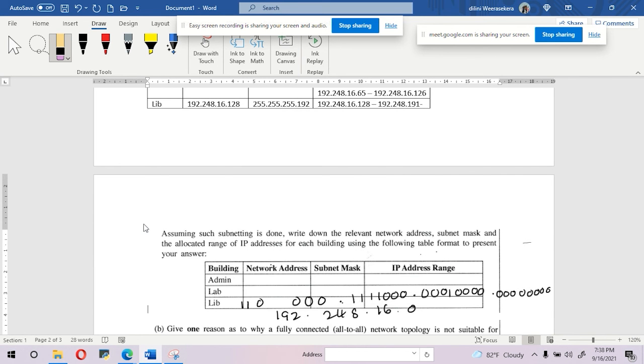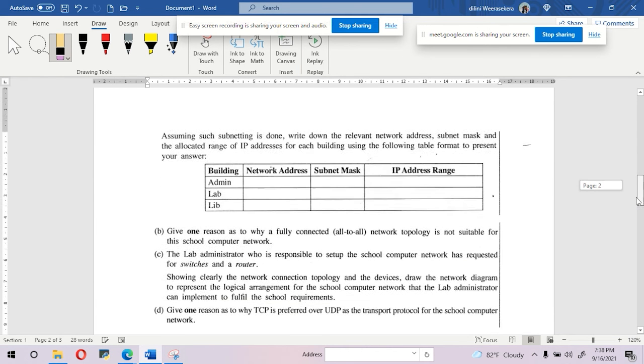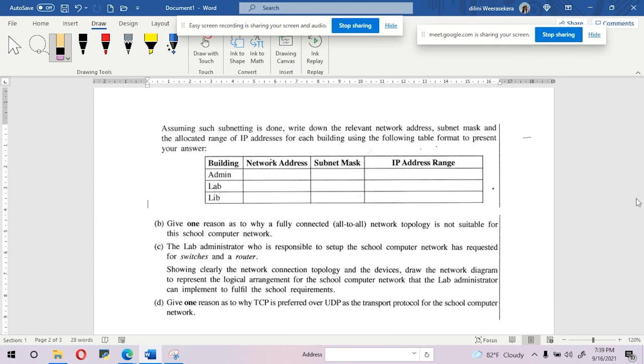So this one is done. So the next question is asking, give one reason. Now the theory part has started. It's asking, give one reason why a fully connected, all to all, mesh topology is not suitable. I think you can remember what a mesh topology is. Mesh topology means all the devices are connected to each other.